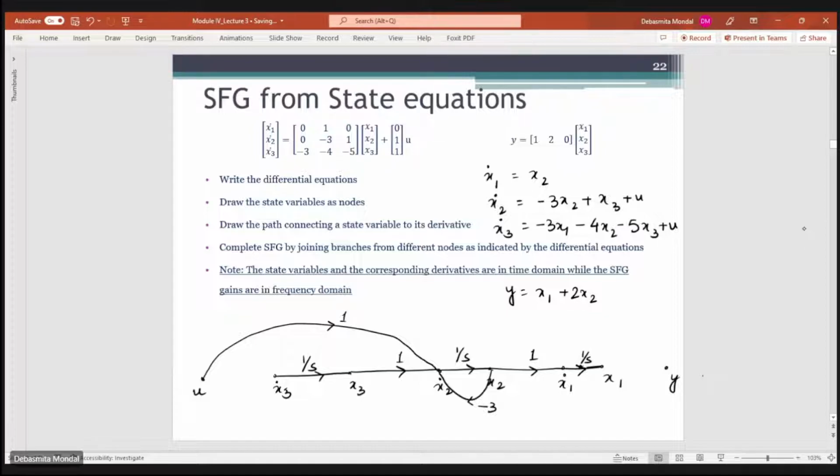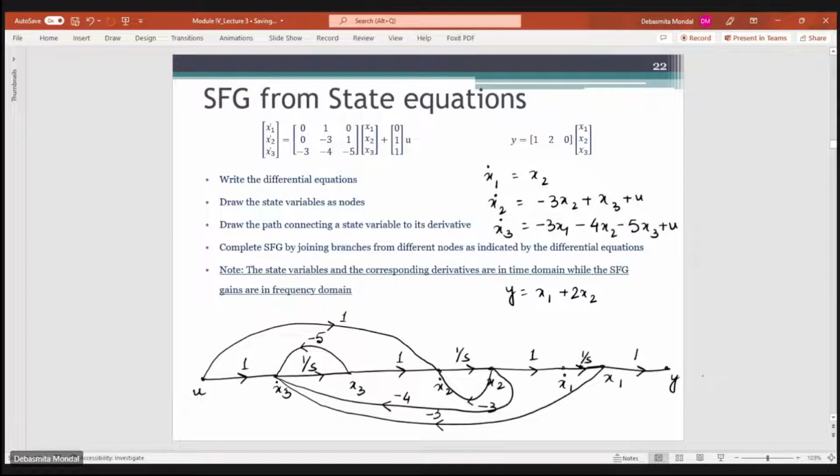Similarly, in the third equation you have minus 3 into x1, so from x1 you will have minus 3 over here, then minus 4 into x2, so you will have one more from x2 with a gain of minus 4, and minus 5 into x3, so from x3 you have minus 5 over here, and u is directly coming over here as 1. In the output, y is basically x1, so you connect these two with a gain of 1, and 2 of x2, so you join x2 here with a gain of 2. So this will be the overall signal flow graph from the state equations.